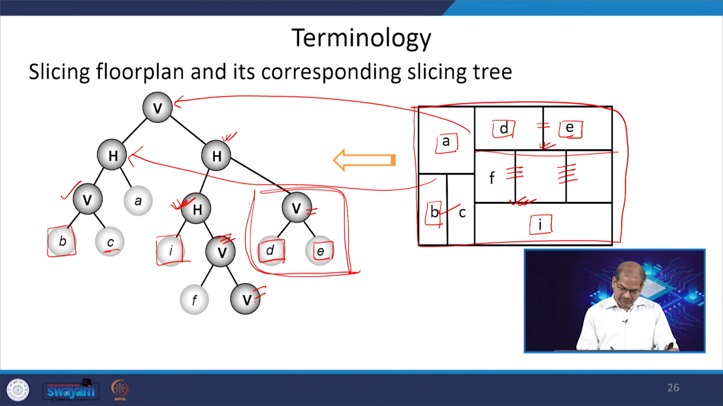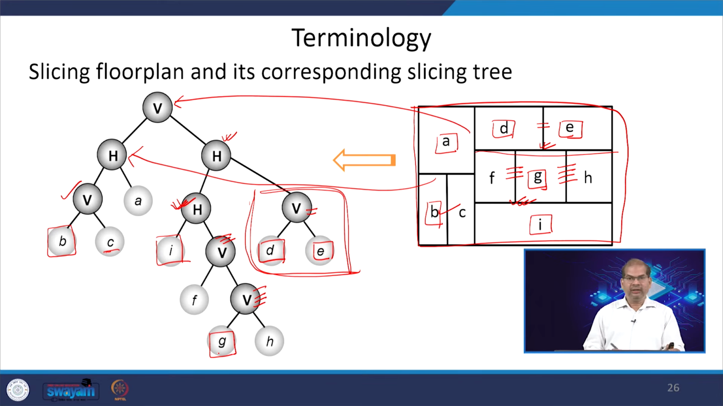So, this is corresponding to this one. Now we have that this vertical cut has two children, G and H. G is the left side block, so that is why G is the left side node and H is the right side node. So, this is the slicing tree corresponding to this slicing floor plan.